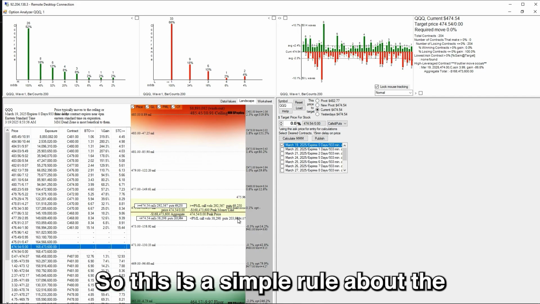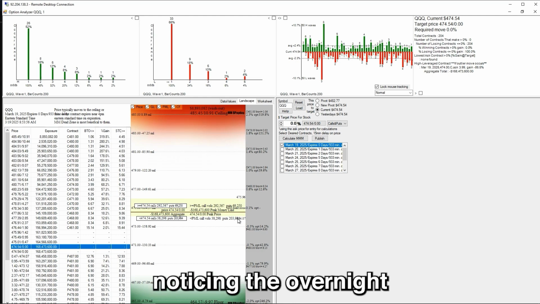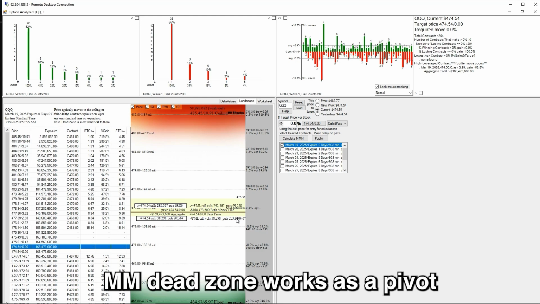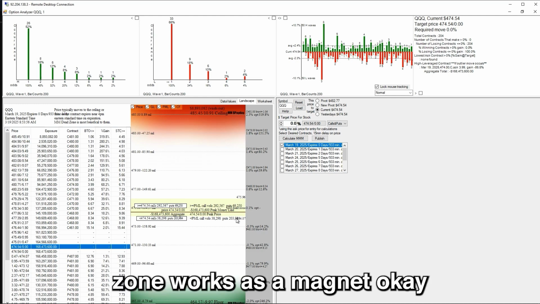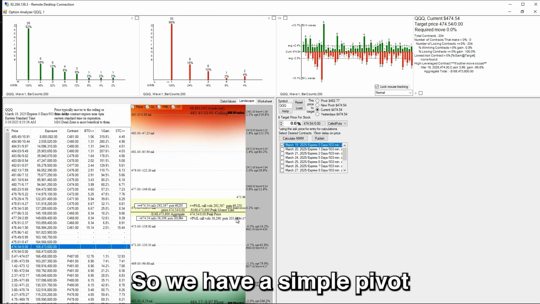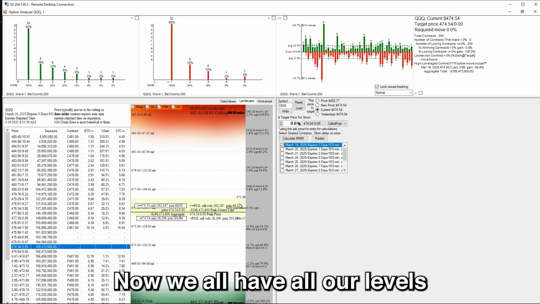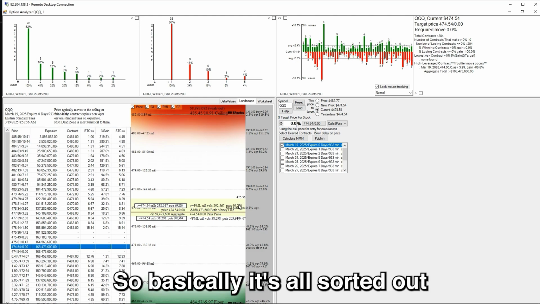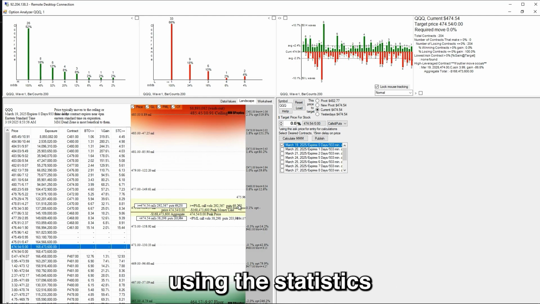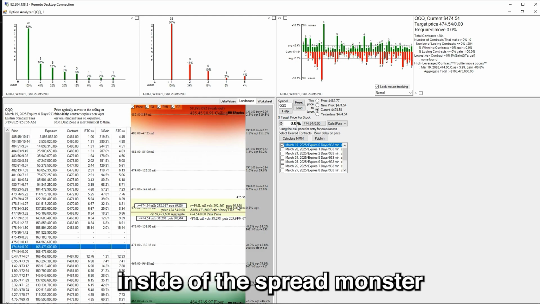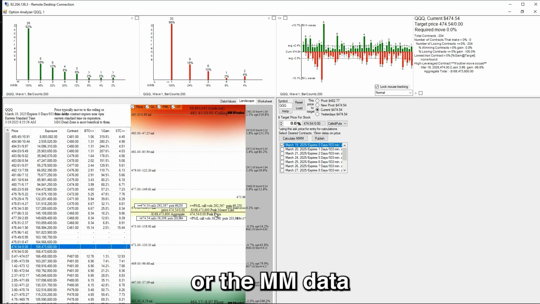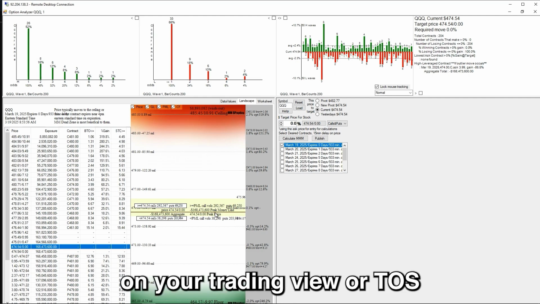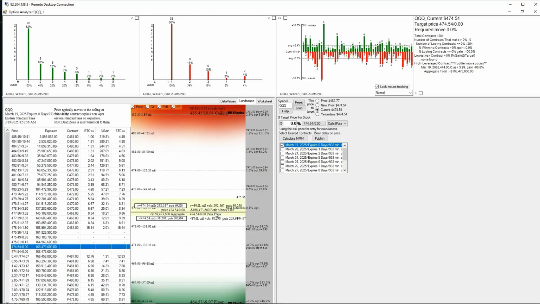There's a simple rule about the dead zone that we have been noticing. The overnight dead zone works as a pivot, and the intraday dead zone works as a magnet. Okay, so we have a simple pivot now. We have all our levels, so it's all sorted out now. You also have the stats, using the statistics inside of the Spread Monster. So here's how you can use the Spread Monster data to plot out your charts on your TradingView or TOS. So yeah, have a good day now.